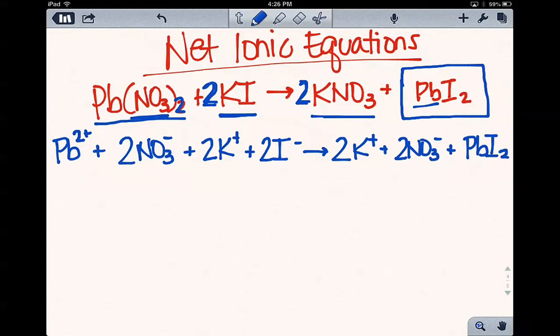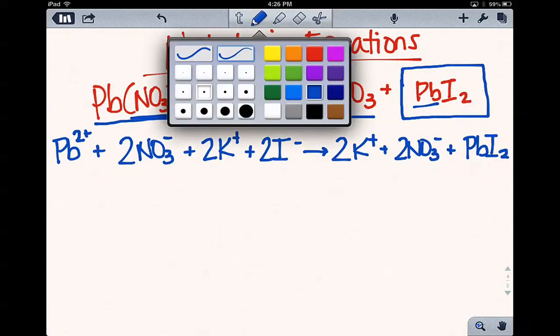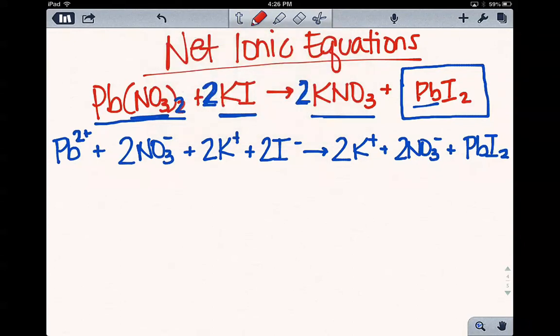So now I need to go through and cancel out everything that is a spectator ion. And the reason that they're called spectator ions is because these ions don't actually change in the chemical reaction at all. They just kind of spectate. They sit there and they watch the other guys react. So if something went from the reactant side to the product side without changing its charge or its formula or anything, then we cross it out.